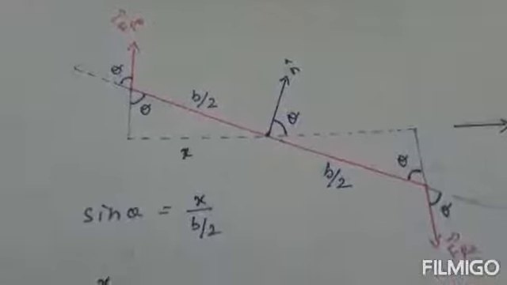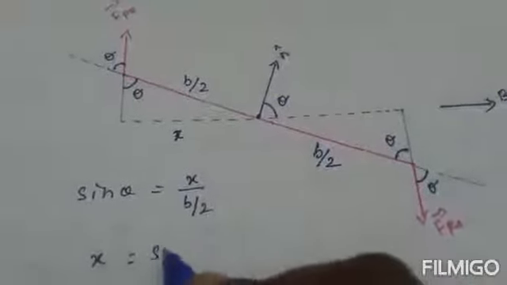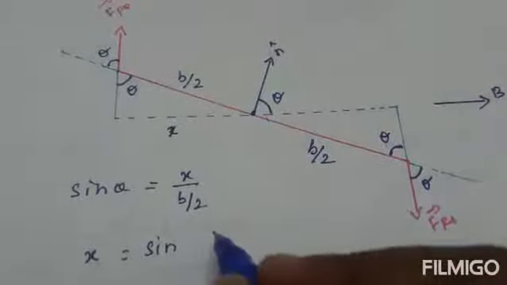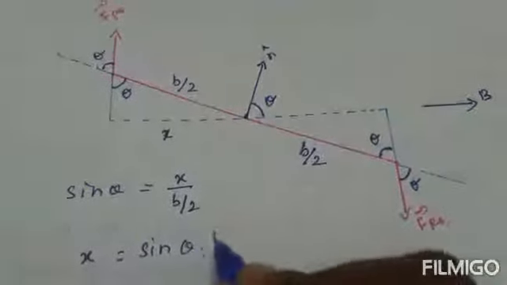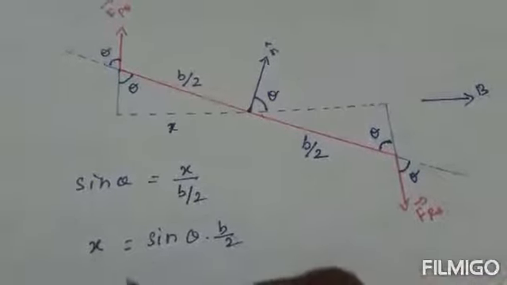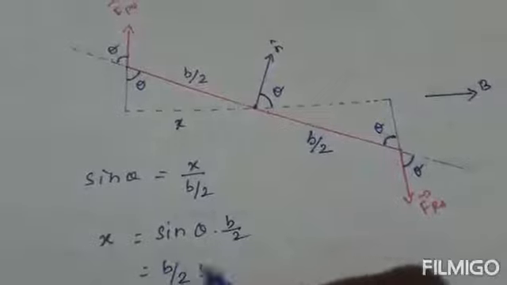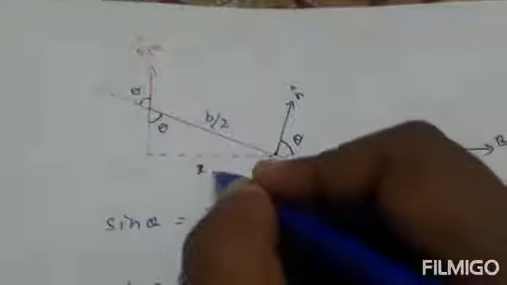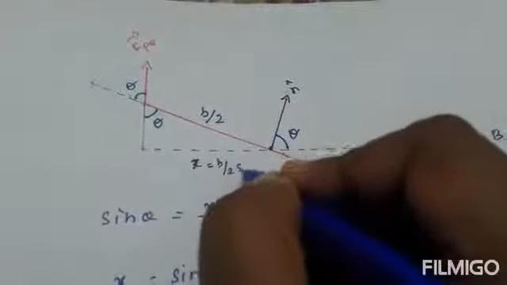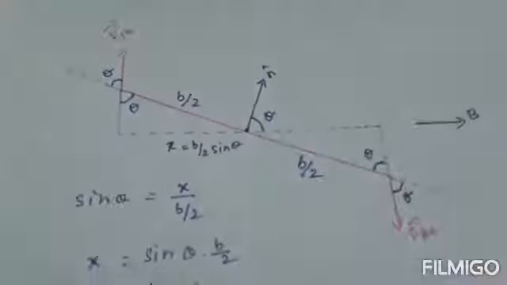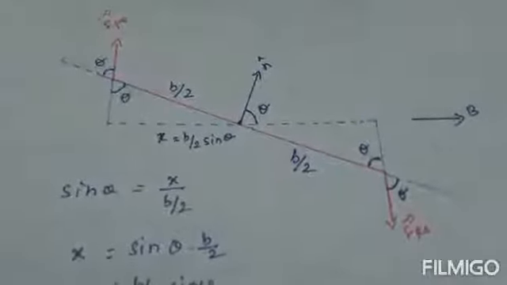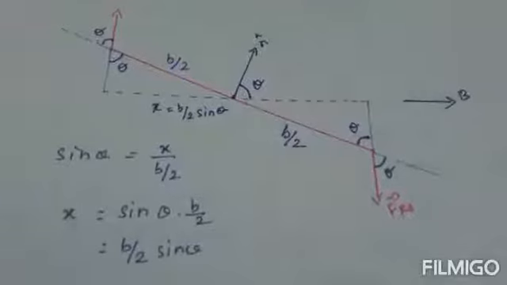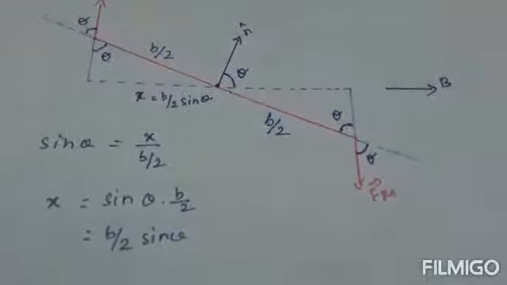So what is x? x is equal to sine theta into b by 2. So we can write it as b by 2 sine theta. So the perpendicular length here is b by 2 sine theta.